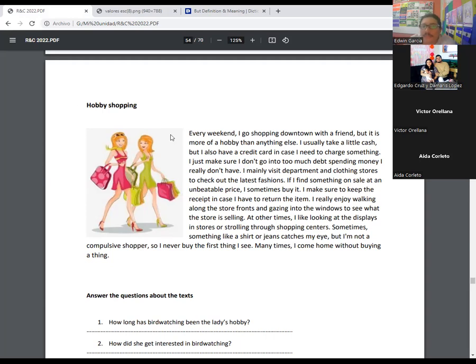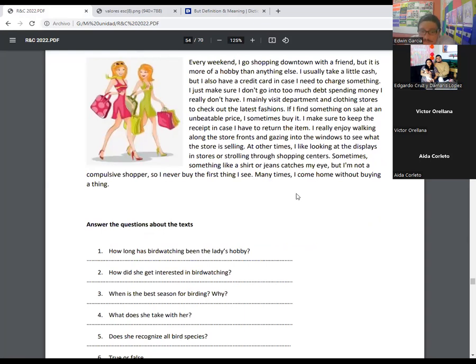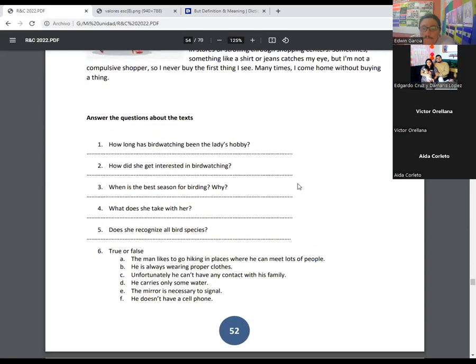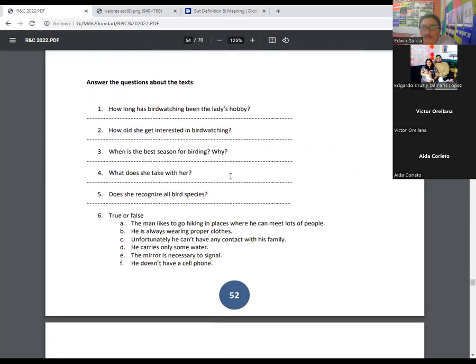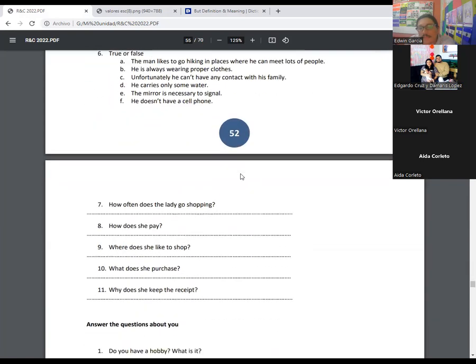Well, now we have to answer some questions. According to the lecture, according to these readings, we have some questions, but well, let's see.